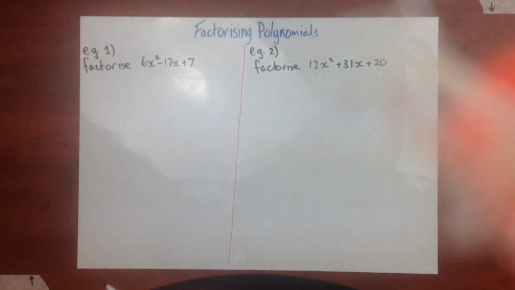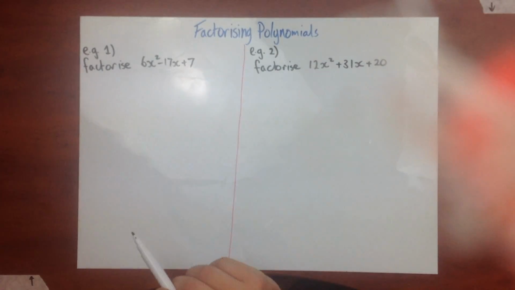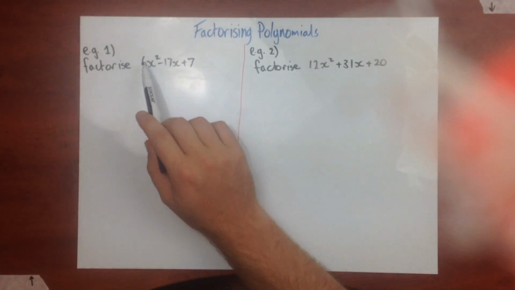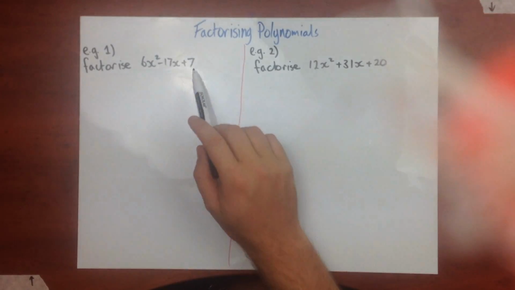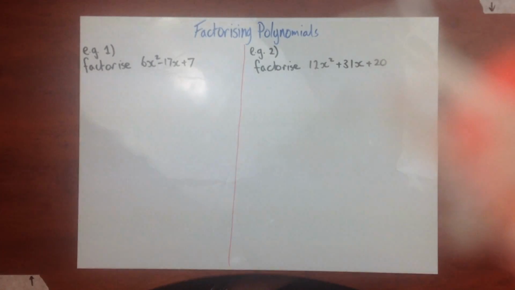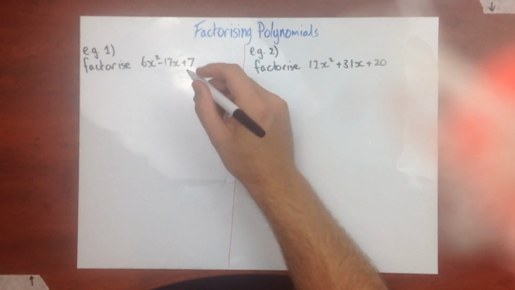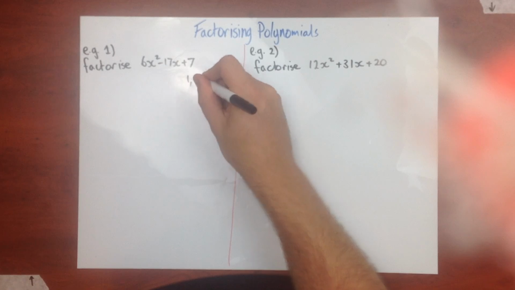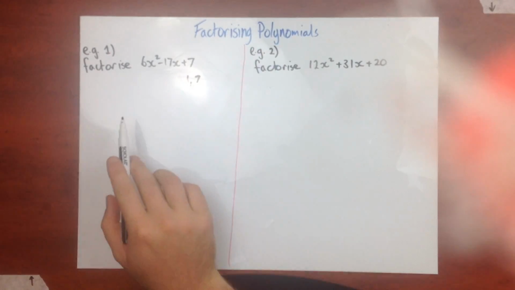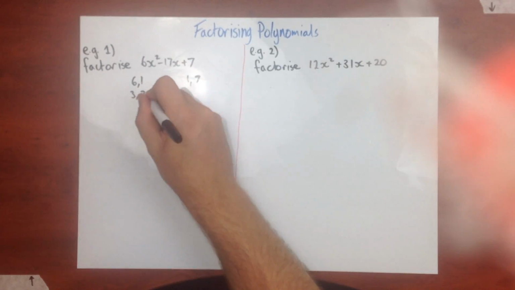With some of these ones it can be a little bit tricky to actually work out what your factors are going to be, because of this extra 6 in there. So what I like to do is have a look at some of your factors. Remember, we needed to be multiplying to 6 and multiplying to 7, and in the end we're going to be adding to our negative 17. So we need to have a think about what our factors of 7 are, because that's our nice easy one, as we've only got 1 and 7. With our factors of 6 though, we've got 6 and 1, and we've got 3 and 2.